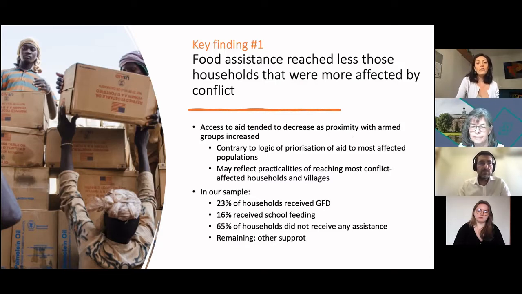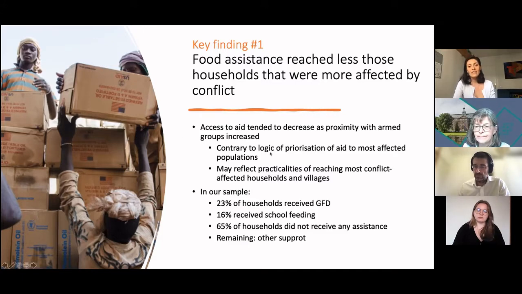And in fact, when we look at how villages and households access aid, we saw that households that were most affected by the conflicts, as measured by the proximity to armed groups, were actually the ones that obtained less aid. And this is a bit counterintuitive if we think that aid should be prioritized to the most affected population. But this, on the other hand, also reflects the fact that when a conflict kicks in, it's actually more difficult to reach more affected households. So I think it's important to have this broader overview of how aid was deployed.